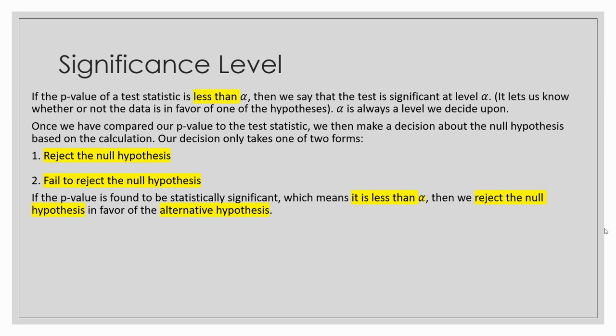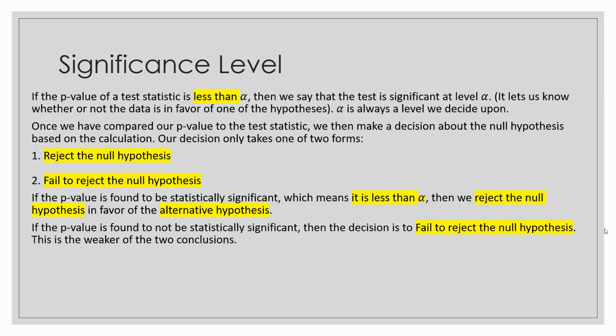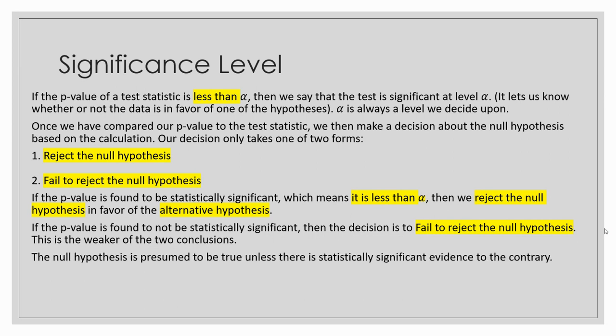So if the p-value is found to be statistically significant, which again means it's less than alpha, then we reject the null hypothesis in favor of the alternative. So this is what we want to happen. We're happy when this happens because that means our claim was potentially true. Now, if it was found the other way around, where it's not statistically significant, which means that our p-value would be more than alpha, then we fail to reject the null hypothesis. So again, we assume the null hypothesis is true unless we find statistically significant evidence to the contrary.